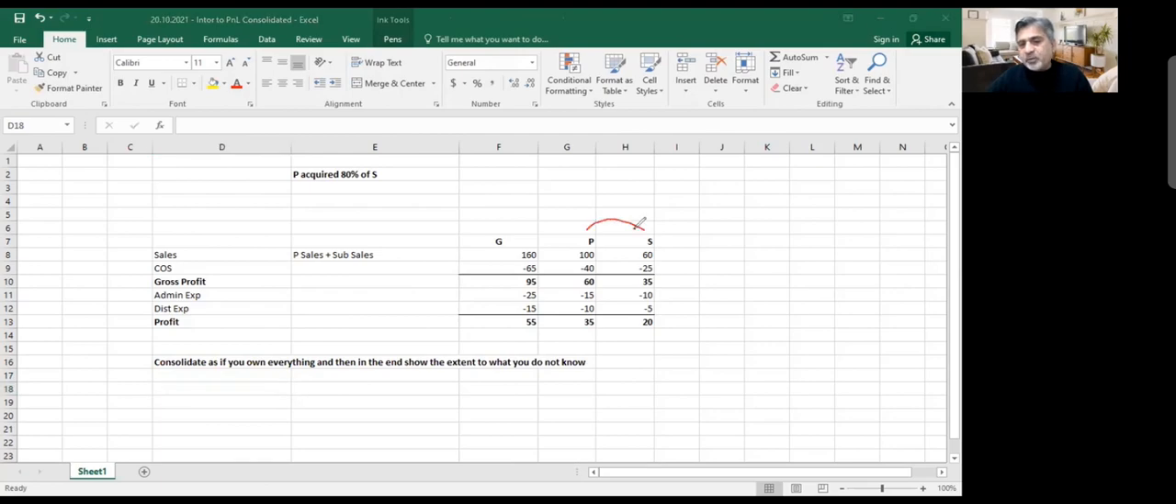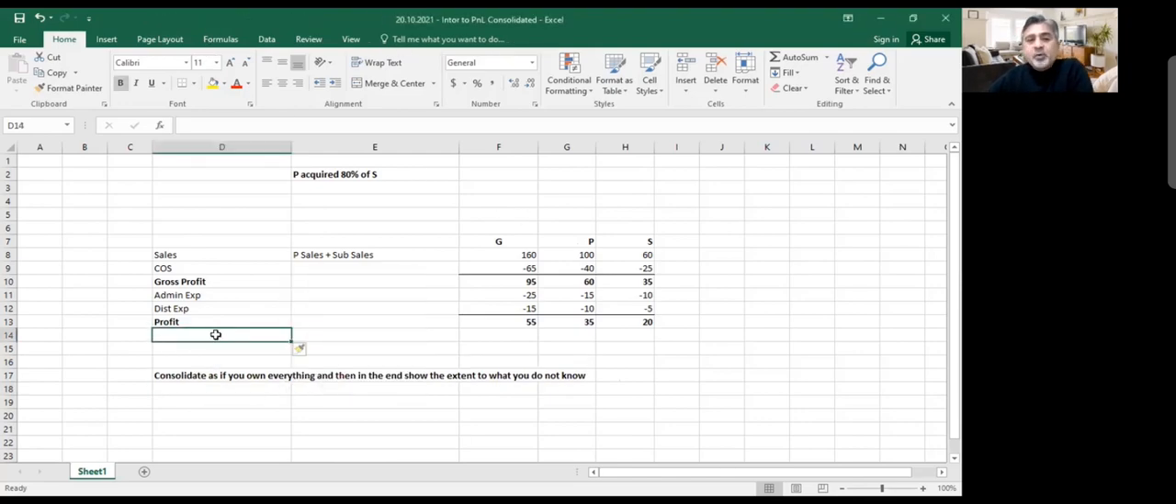Because when I say that P owns 80% of S, basically it owns 80% of S. But I'm saying consolidate as if you own everything, which means consolidate full 100%. And then in the end, show the extent to what you do not own. In the end, we will show what does not belong to us. For example, if P owns 80% of S, but we are consolidating 100%.